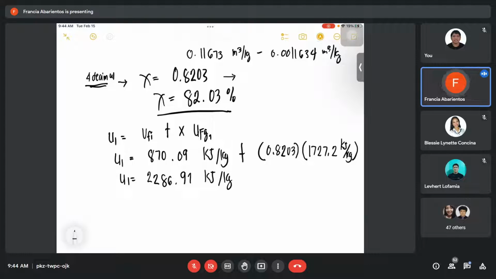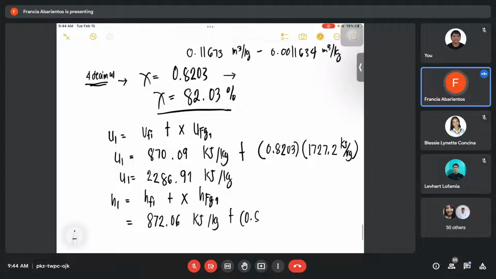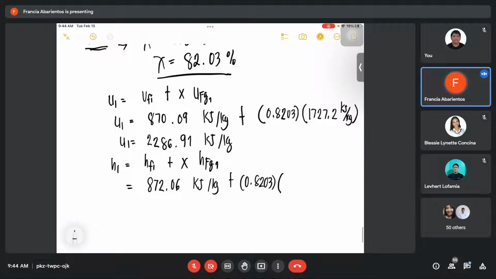We will find the enthalpy. Enthalpy, class. Enthalpy at point 1. Use this. At point 1 and the quality. HFG at point 1. Same table, we have the HF, we have 872.06, naduduling ba si ma'am? Hindi man. Kilojoule per kilogram plus 0.8203 HFG, or the latent heat of evaporation, 1923.6 kilojoule per kilogram. So this is now your H1.